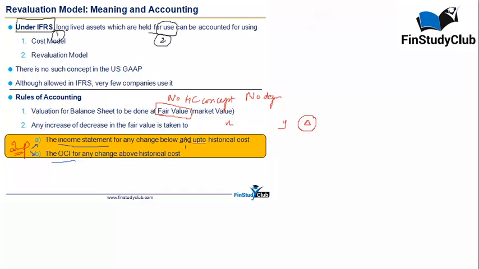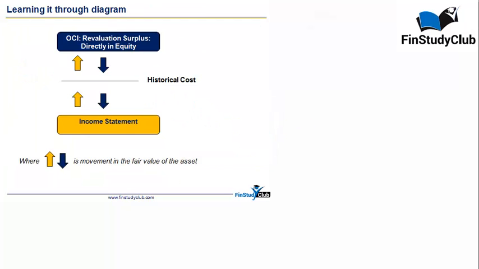Let's try and understand which case gets applied when. If the change is below or up to the historical cost, then I'm going to follow my income statement, and any change above the historical cost will directly impact my equity, which is my other comprehensive income. That means no PAT will come into the picture. I'm sure this part can be understood only with the help of an example, but before that example I would like to explain it with the help of a diagram.